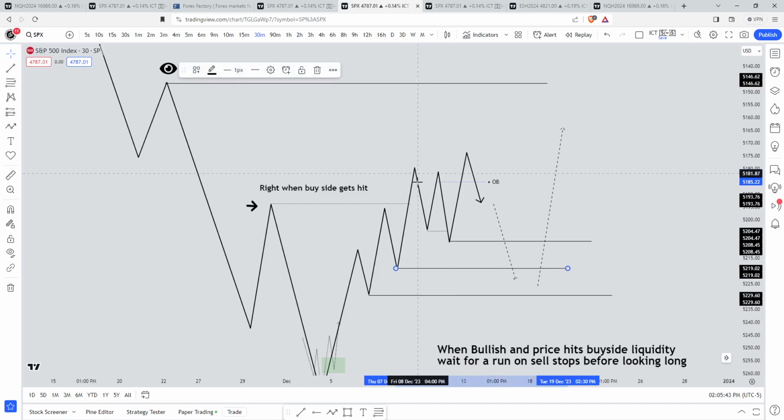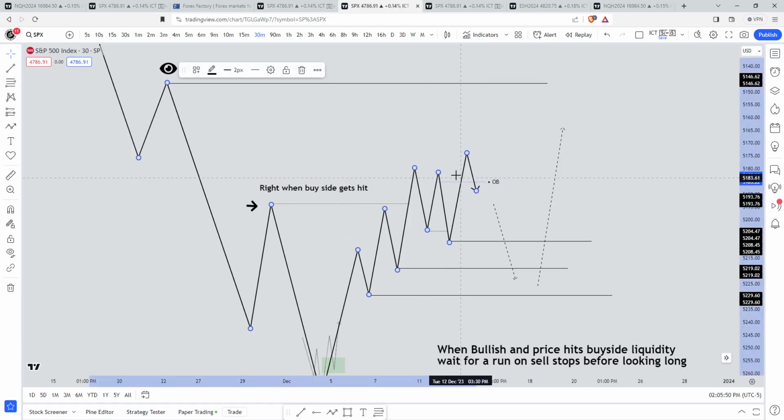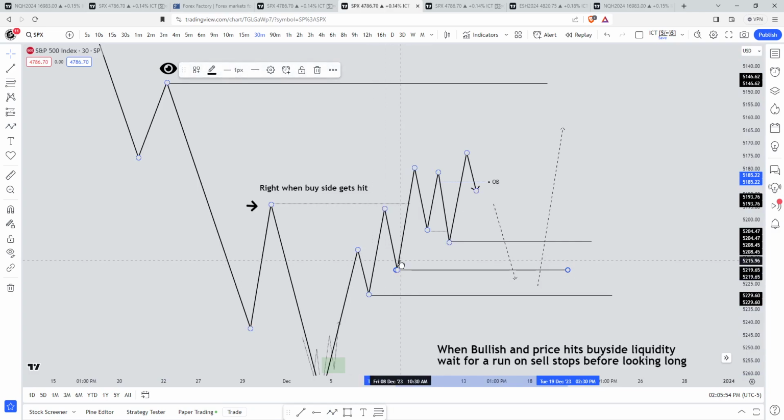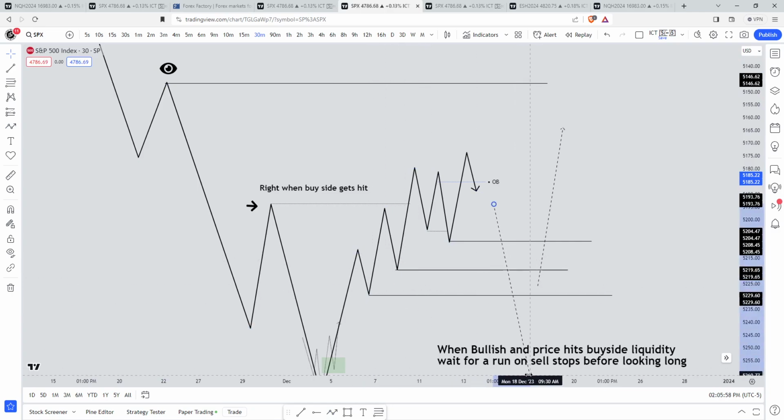So when price is expanding higher here, creates that change in the state delivery, I'm not longing the first change in the state delivery above buy side. I need a retracement to take out at least some minor level of sell side. It doesn't have to run all the way back to take out all the engineered liquidity. I don't require that. I just need some type of a run back on sell stops. So once it does that, then I hunt for a change in the state delivery.